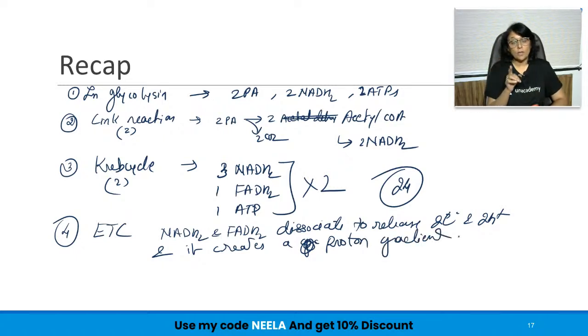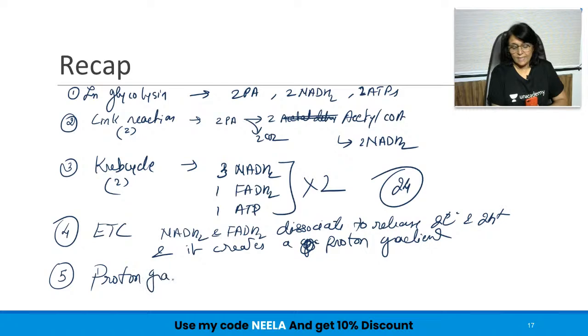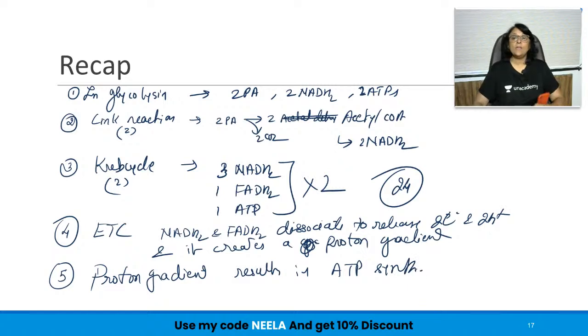And this proton gradient is useful in ATP production. So here the proton gradient results in ATP synthesis, and that is how we get ATP.